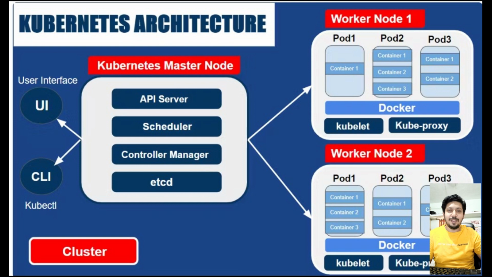So what is Kubernetes? Kubernetes is an open source container orchestration platform which automates many manual processes involved in deploying, managing and scaling containerized applications. So on the screen you can see the Kubernetes architecture. It consists of two main parts. First is the Kubernetes master node and the other one is the worker node. The Kubernetes master node consists of API server, scheduler, controller manager and etcd, and the Kubernetes worker node consists of kubelet, kube-proxy, Docker daemon, container runtime, and in the end we have pods.